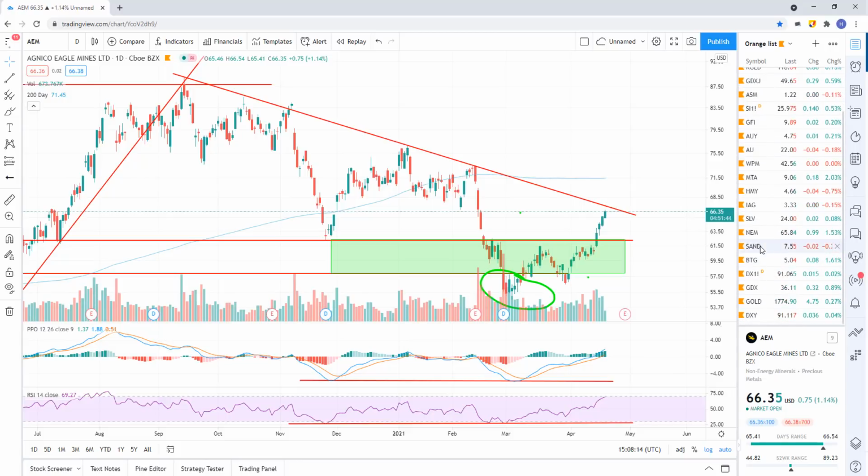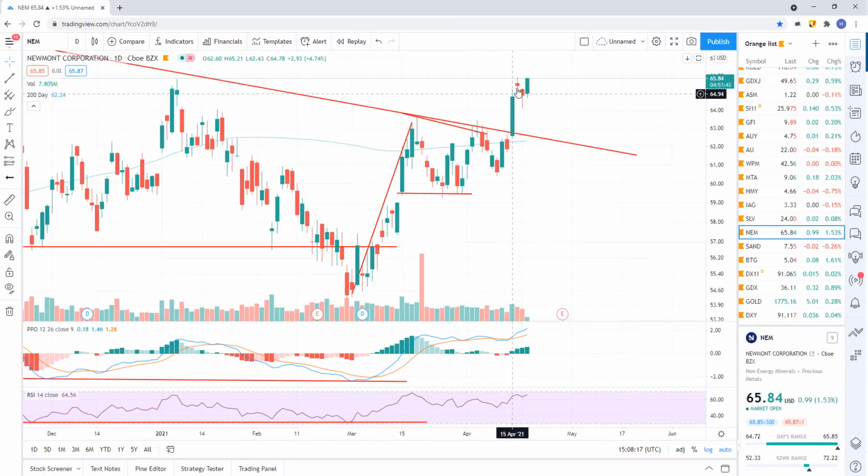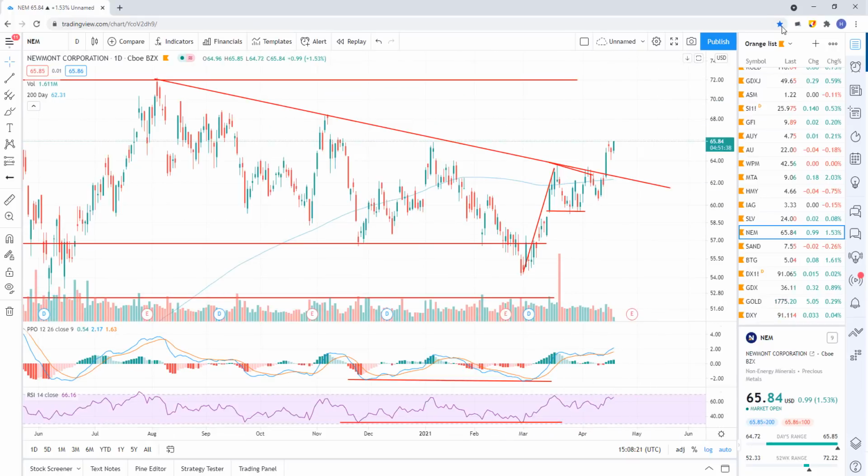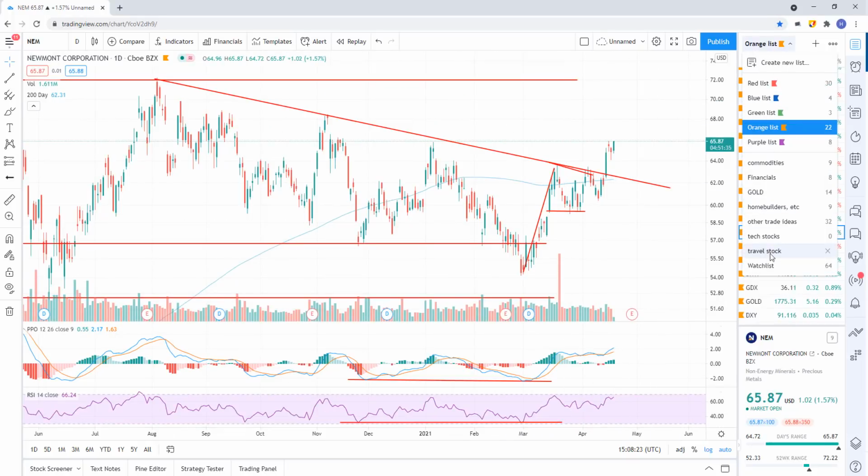So in general, miners look good. Look at Newmont. That's the largest gold miner. That one's starting to push the highs in this trend. So in general, we're trending up, and we'll move on.